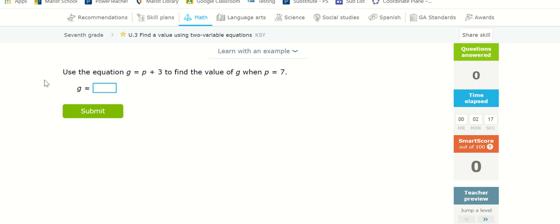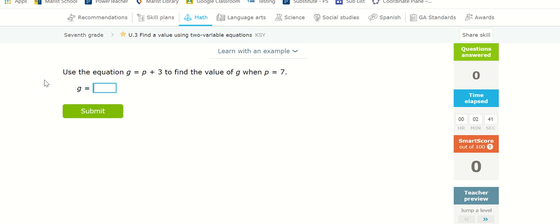All right, let's take a look at IXL U.3, find the value using two variable equations. This is going to seem like something we've already done before because we have, but we're going to use this concept in a new way. When we are graphing lines, we can choose values for the x-coordinate, sub it in, and find out the y-coordinate. This will then give us an ordered pair.